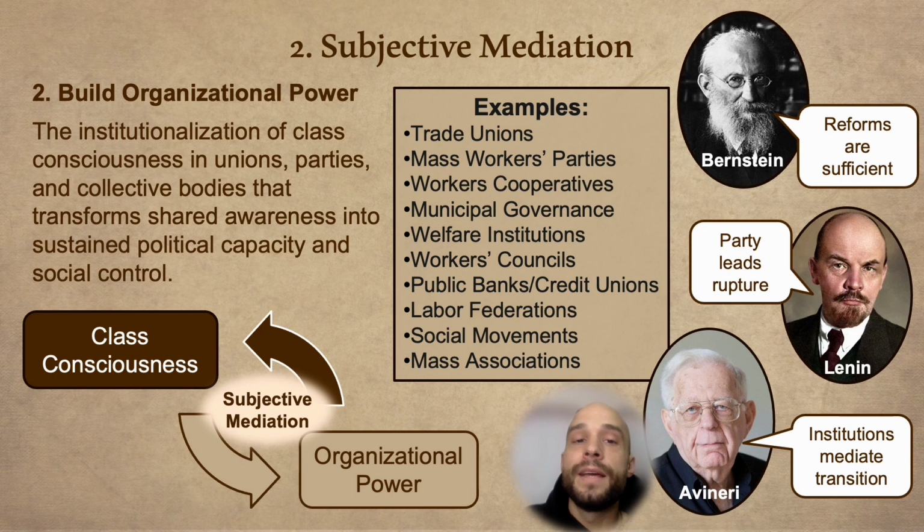What matters then is not any single organization, but an ecology of institutions mediating between workers and the state, between economic struggle and political power, and organizational power is the material bridge between consciousness and state power. It's how a class learns to govern before it governs. For Avineri, a worker state is rarely seized first and built later. It must be prepared through institutions that already embody collective power in practice.